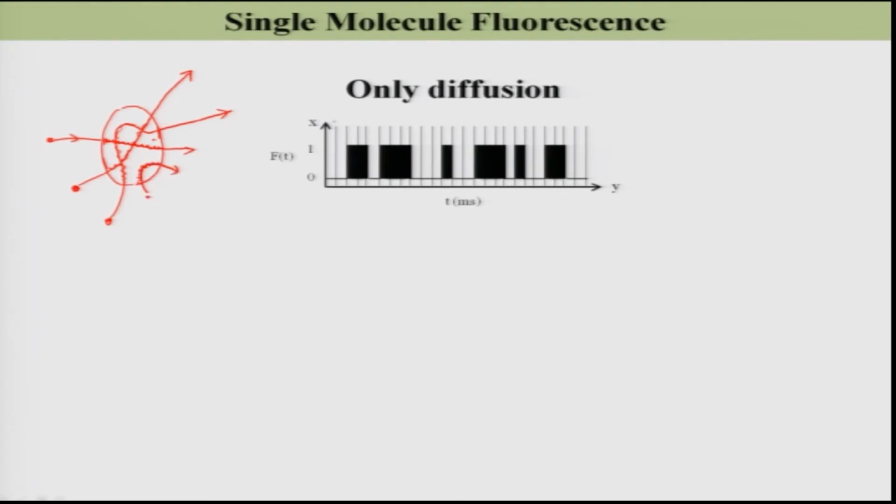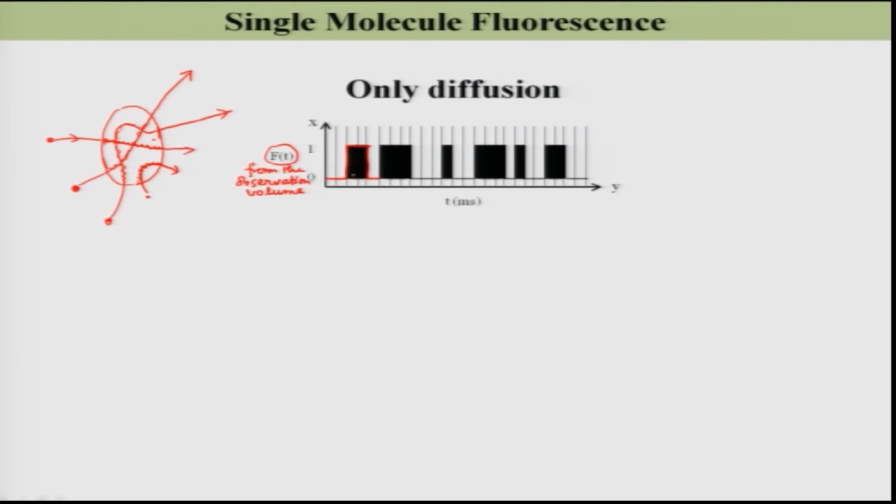So if you now monitor the fluorescence as a function of time, then what you are going to see is there is no fluorescence. This Ft is the fluorescence intensity from the observation volume, right. So in this case the fluorescence intensity is on when it is present like this. So fluorescence intensity is on, and then fluorescence intensity off.